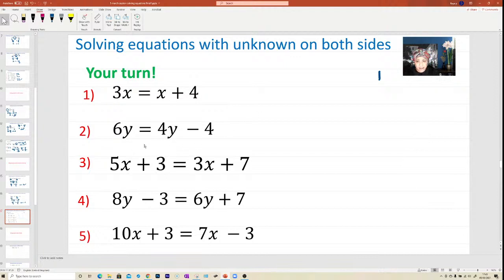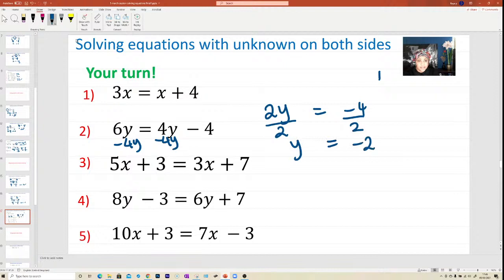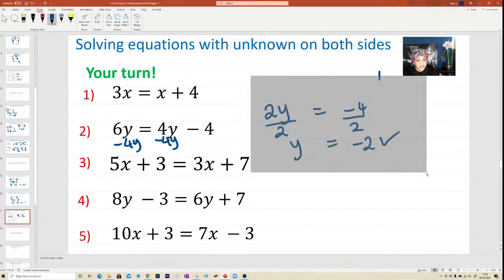So we got 6y equals 4y minus 4. I'm going to speed this up a little bit. So 4y is the smaller one and it's positive. So we're going to take away 4y on both sides. So 6 take away 4 is 2y. And this is going to give you 4y take away 4y, 0, negative 4. Okay, so 2 divided by 2 to give 1y, divide by 2 here. So therefore y is equal to negative 2. And that's for number 2, guys. Okay, so I'll get rid of that.